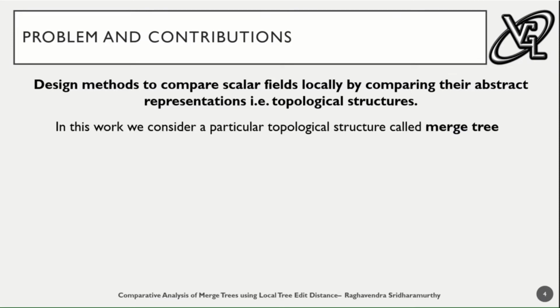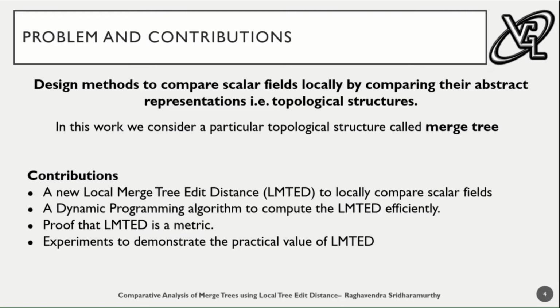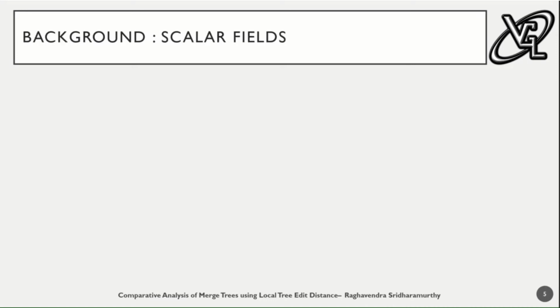In this work, we consider a particular structure called merge tree. We define a new measure, LMTED, to locally compare scalar fields efficiently and hierarchically. We provide a dynamic programming algorithm and prove that the distance is a metric. We show its utility with many applications.